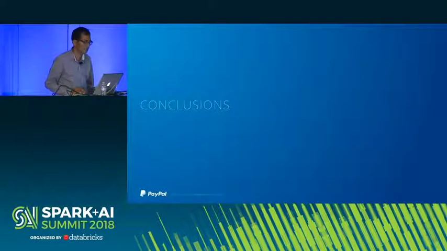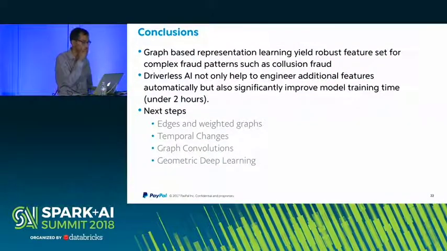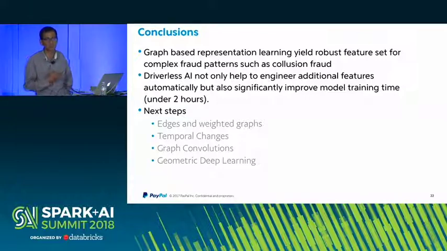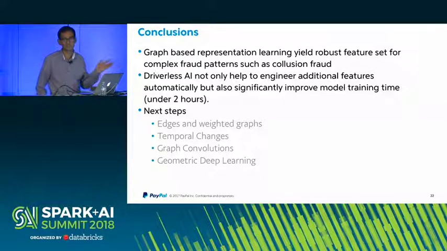So to conclude, we are seeing a significant performance lift. Driverless AI not only helps to build a robust machine learning model, but also engineers additional features on top of an existing feature space. I forgot to mention that the representation learning was done on unweighted, undirected graphs. So we are exploring adding different edge weights and modeling directed graphs.